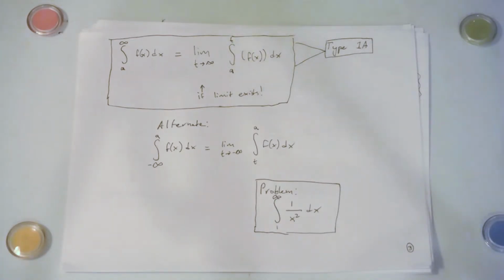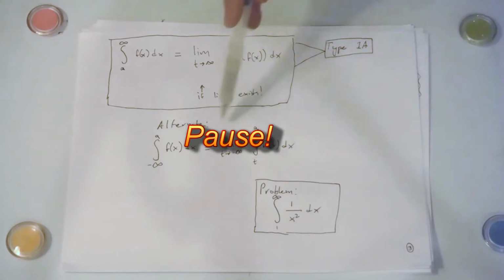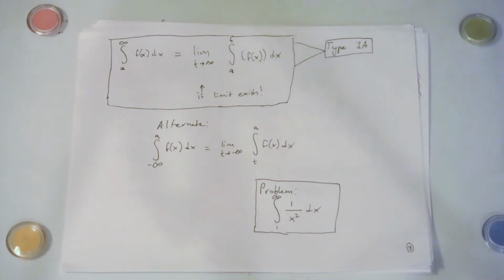This is an interesting conceptual leap, because we're essentially taking a limit of something that's already defined by a limit. Also, this method works equally well for integrals from negative infinity to a constant. For that, it's just the limit as t approaches negative infinity of the integral from t to a of f of x dx. We will refer to integrals of this type as type 1a. Please write down the box formula underneath your sentence. Pause the video here.